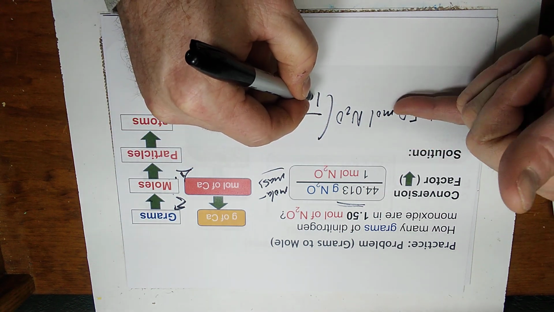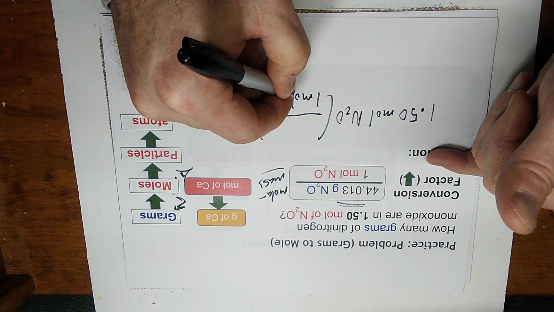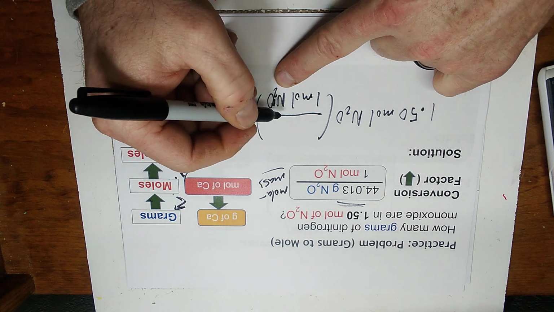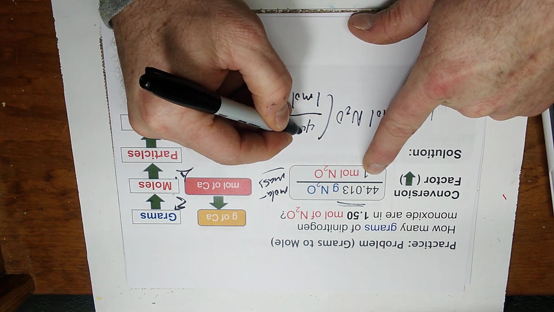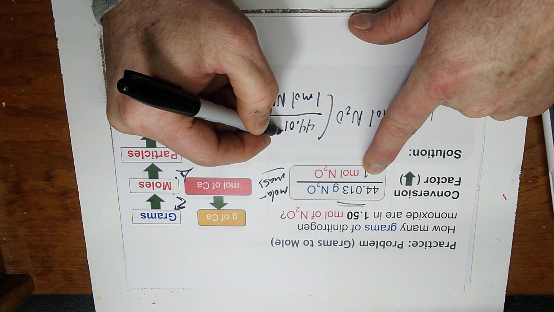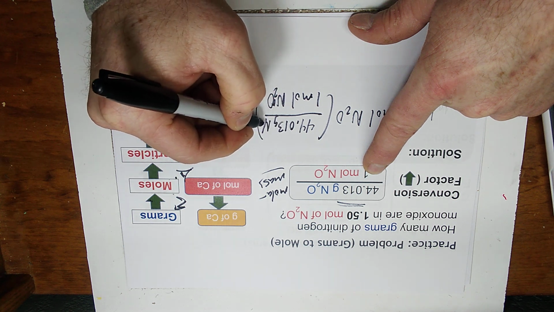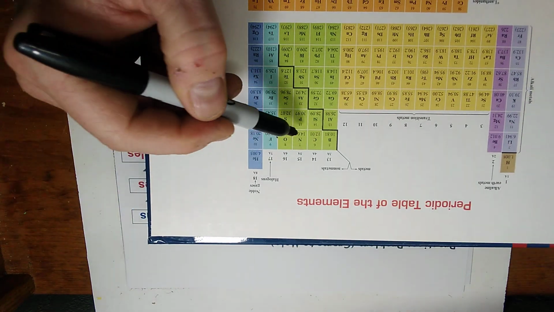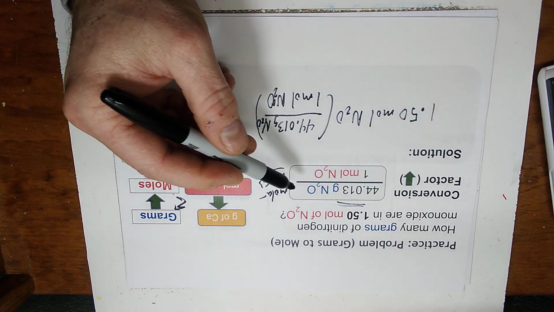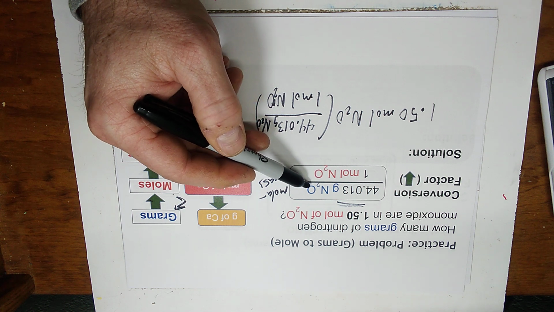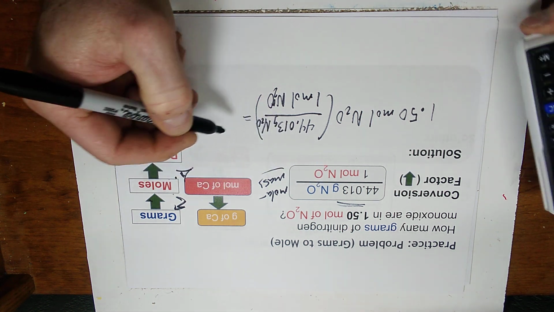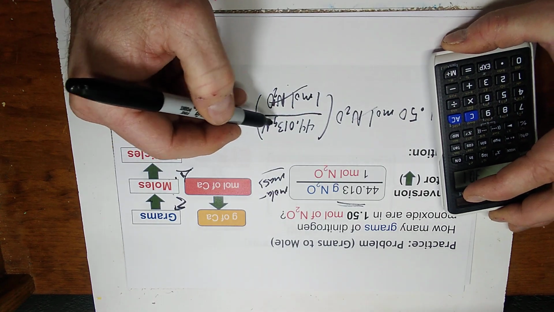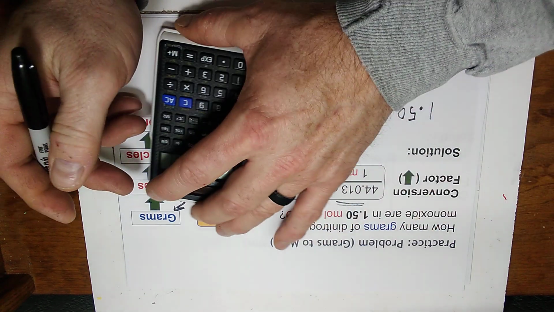So whatever unit I have here, I have to put it on the bottom if I want it to cancel. And so 1 mole of N2O weighs 44.013 grams of N2O. And now remember, where we got this is from the periodic table, taking 2 nitrogens, it's 14.01, times 2 and adding 16. That's where that came from. So once we have the equation set up and we know it's going to work, we're going to get the units we want, grams of N2O. We just do the math.